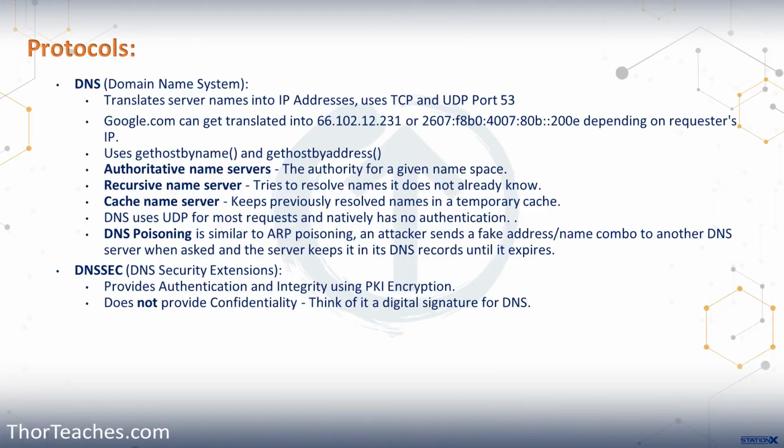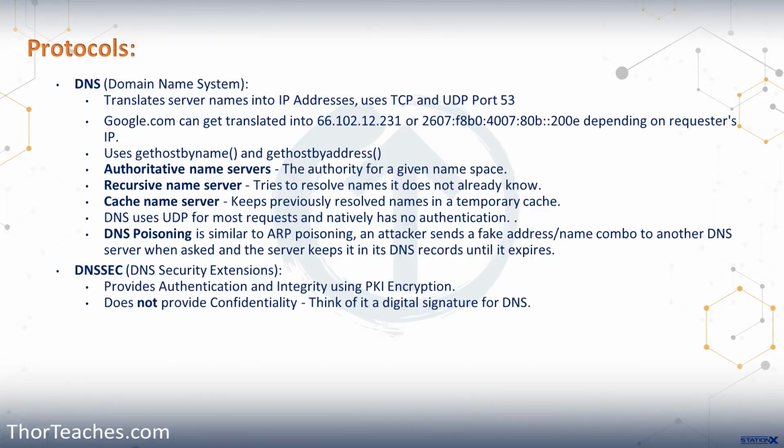It already has it. Now, like almost anything else that was developed for IPv4, DNS is natively a trusting protocol. It uses UDP for most requests, and it has no authentication built in natively. We can technically add it, but most people don't. And that is really the reason why many attackers use DNS poisoning. It works pretty much the same way that ARP poisoning did. The attacker sends a fake name and IP address combo to another DNS server, and the server then keeps that DNS record until it expires.